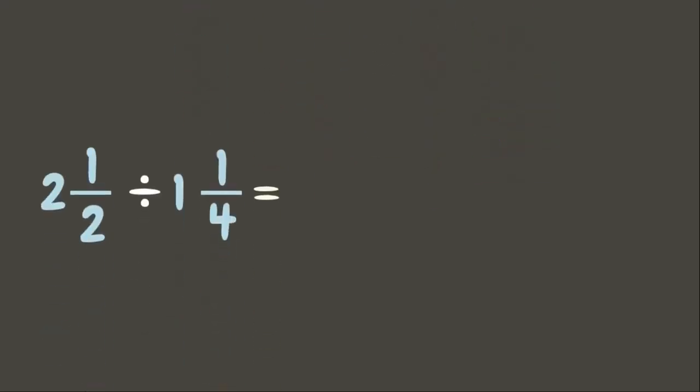Now how are we going to divide mixed numbers? First, change the mixed numbers into improper fractions. 2 times 2 is 4. Plus 1 is 5. Copy the denominator 2. Next one. 4 times 1 is 4. Plus 1 is 5. Copy the denominator 4.